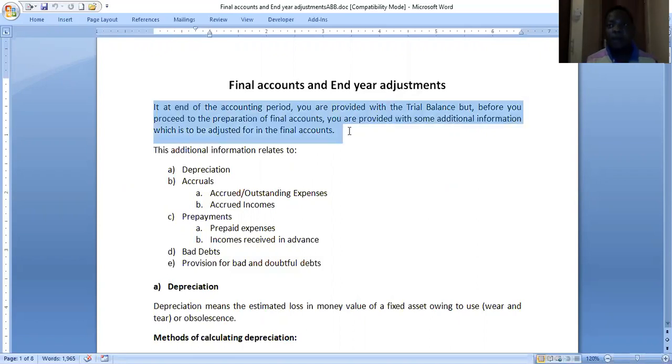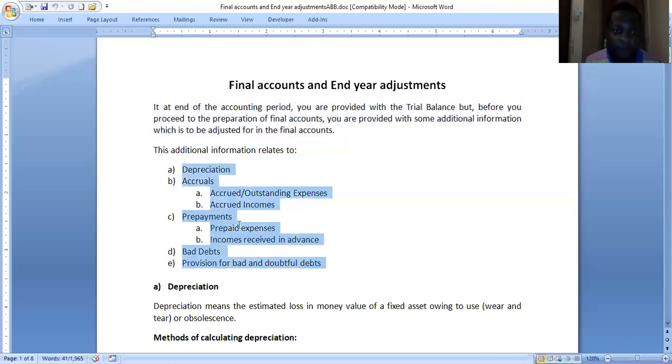You find normally in an exam situation, you'll be given a trial balance and some other additional information below the trial balance, and then you are asked to prepare the final accounts. So in this session, we shall look at how to incorporate this additional information when preparing the final accounts. The additional information that is usually shown after the trial balance relates to the following five items.